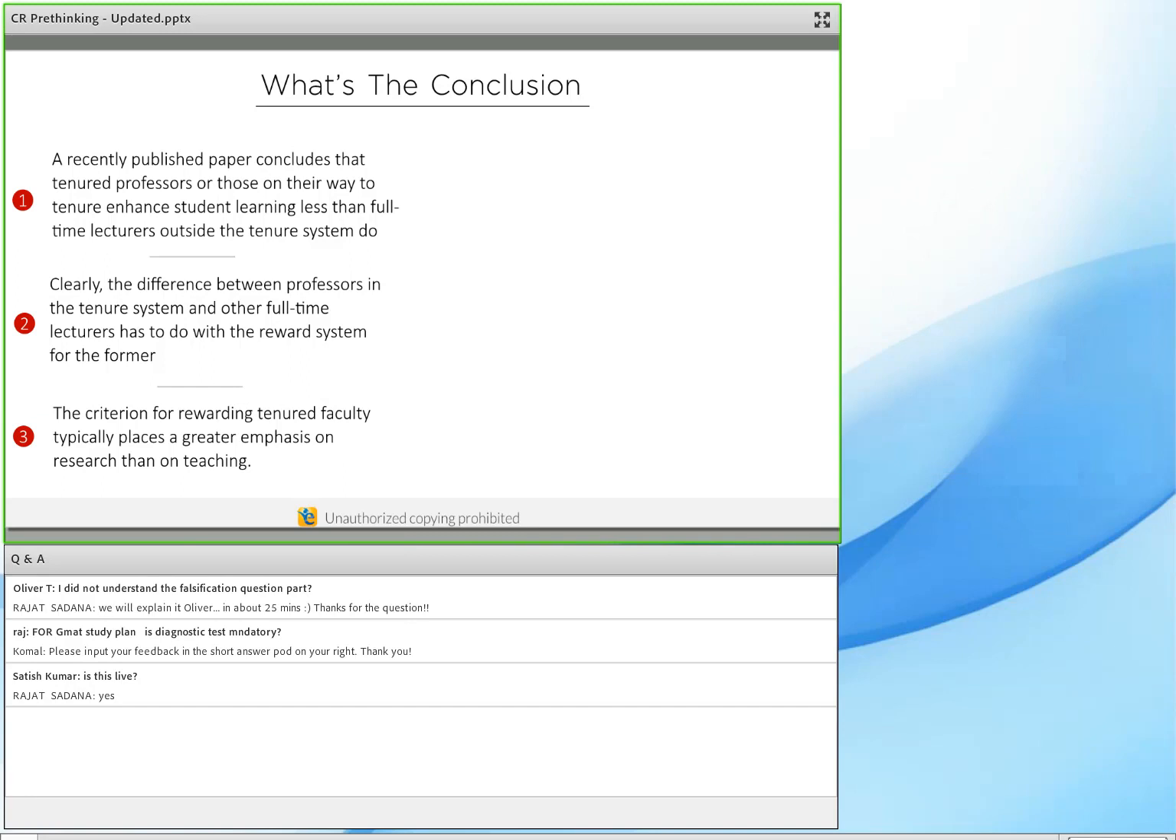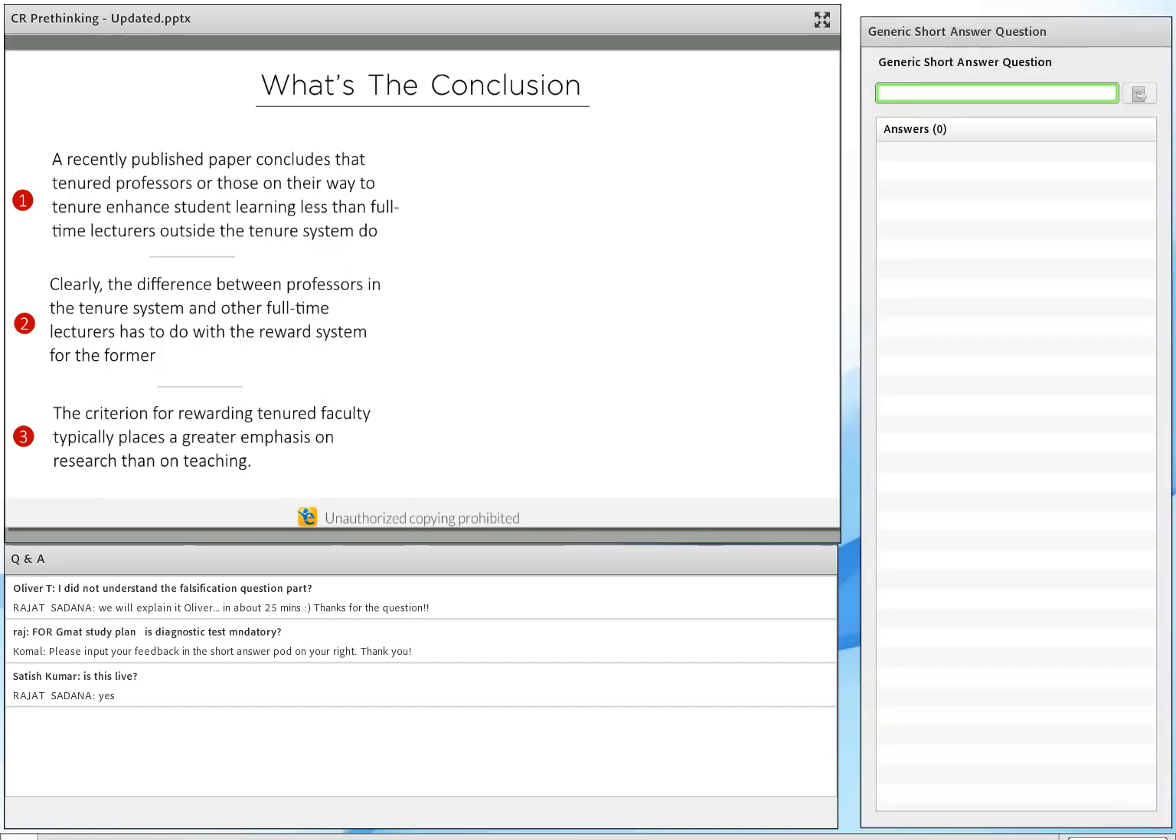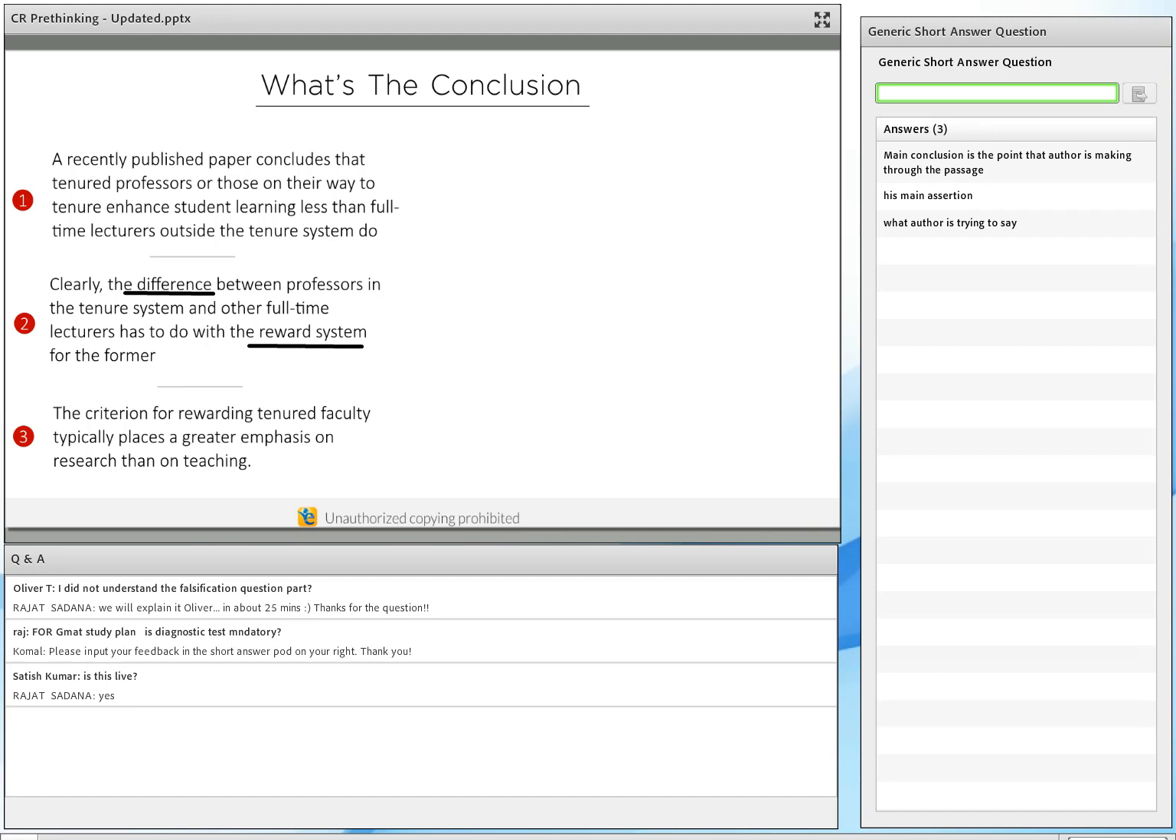What's the definition of the main conclusion? A main conclusion is a statement that the author wants you to believe. Think of the main conclusion as his agenda for the argument. When you think about this argument, what the author wants you to believe is statement 2, where he's saying the difference between professors in the tenure system and other full-time lecturers has to do with the reward system. So what he's really saying is it's the reward system that's causing this difference between these two entities, professors in the tenure system and other full-time lecturers. That's what he wants you to believe.